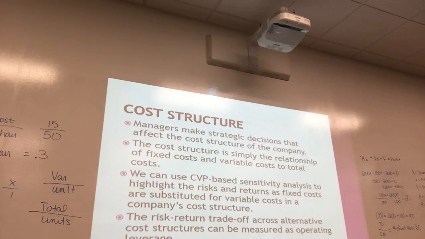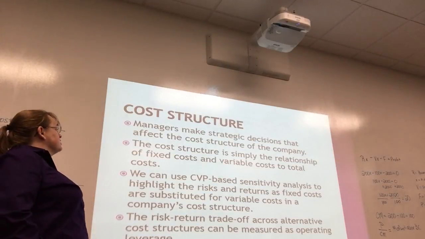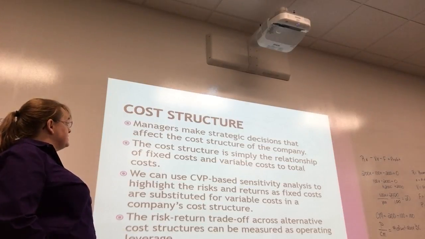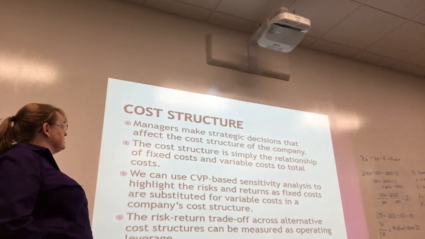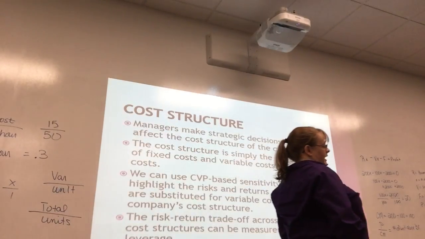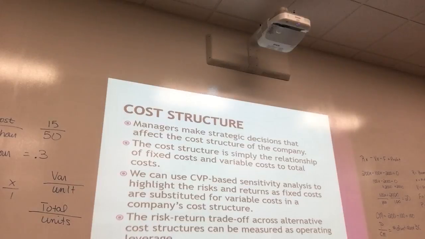Cost structure. Managers make strategic decisions that affect the cost structure of a company. It is simply the relationship of fixed costs and variable costs to total cost. Are we heavy in variable costs and light in fixed costs? It's mainly, like my eBay business is basically variable costs, not fixed costs. I don't have any fixed costs.